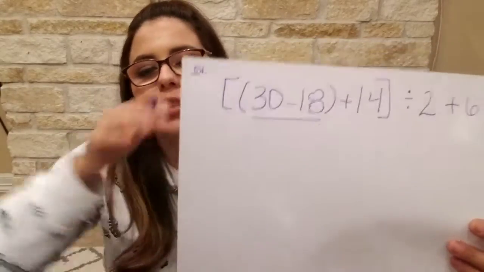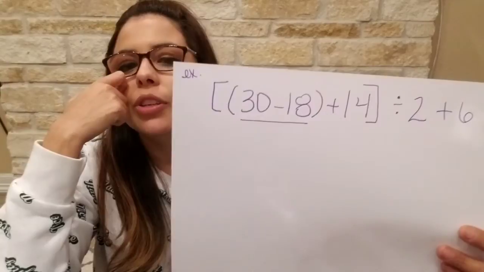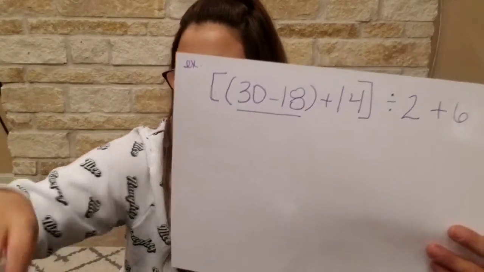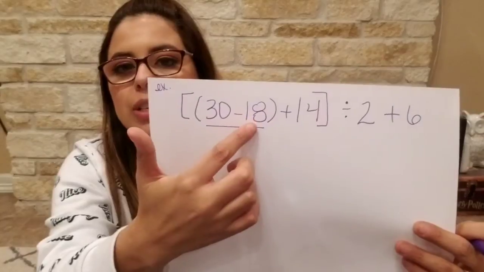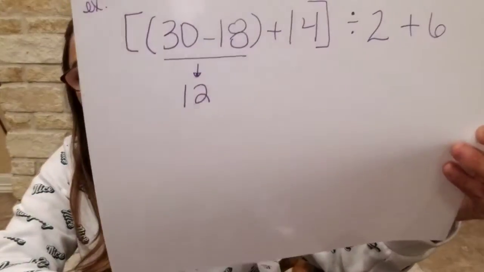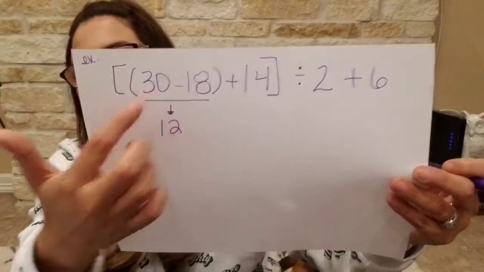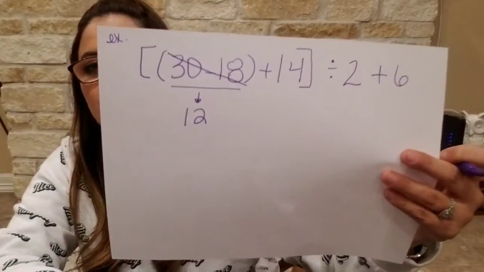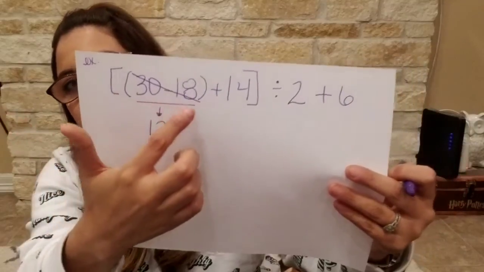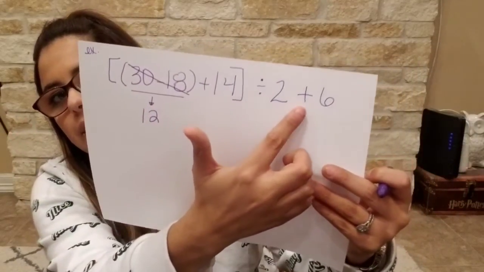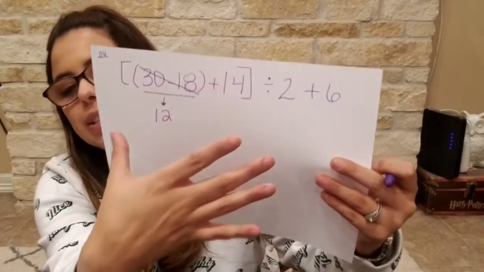If you can't do 30 minus 18 mentally, you need to do it somewhere to the side so you can figure that out. But 30 minus 18 should give you 12, right? 30 minus 10 would be 20, and then minus the other 8 would give you 12. So what I do is I draw a little arrow down and I get 12, just like that. But that's the only part of the equation I've done. All I've done is what is inside of those parentheses. So I can scratch it out, basically saying I'm done with that part. But what I still have is this pair of brackets. I still have the plus 14, the divided by 2, and the plus 6. So once I've done that, I need to drop everything down. Let me show you what that's going to look like.